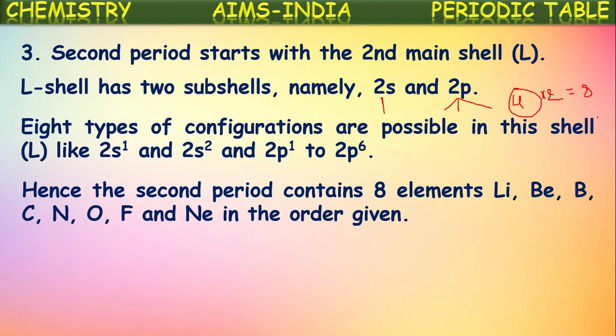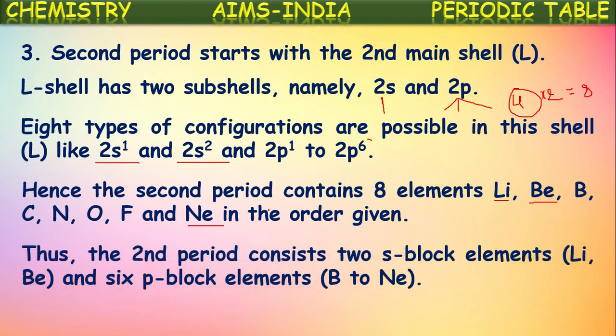For lithium, the outer shell configuration will be 2s1, for beryllium it will be 2s2, for boron 2p1, and for neon it comes as 2s2, 2p6. In this way, the second shell is being filled with 8 types of configurations. So there exist 8 elements in the second period of the modern periodic table. Thus, the second period consists of 2 s block elements and 6 p block elements.